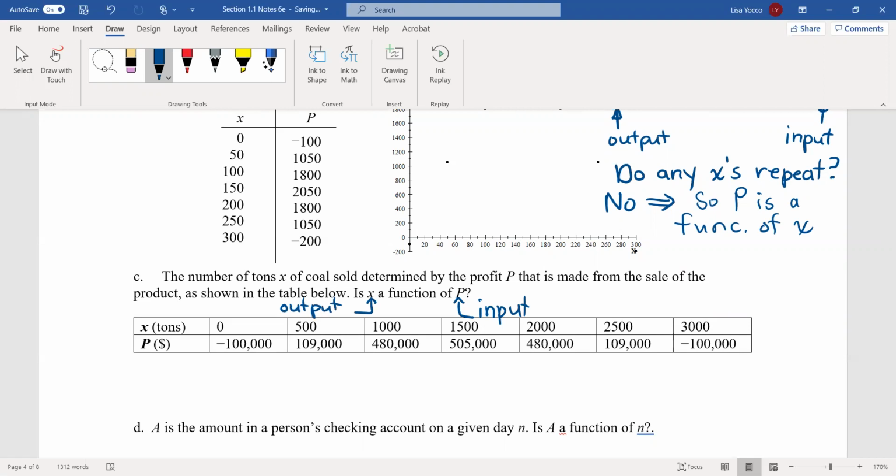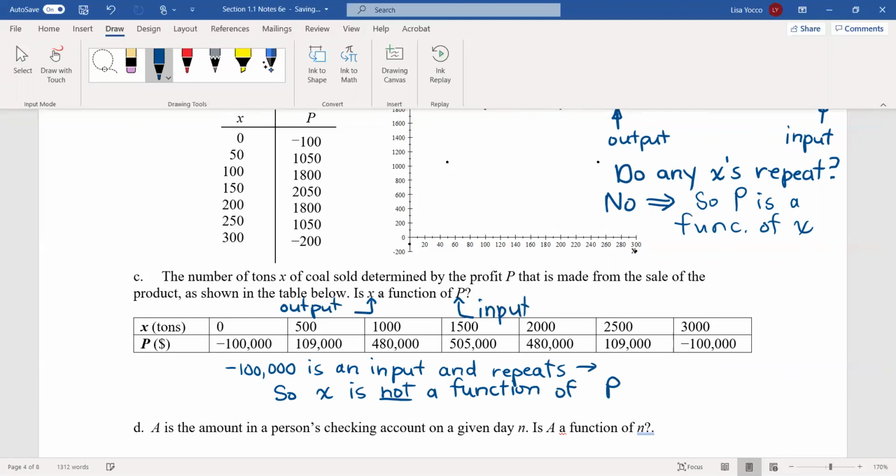All right, this time, do any of the inputs repeat? Yes, they do. And all it takes is one example. So the negative 100,000 is an input and repeats. So the answer is no. X is not a function of P. All right. You with me on that one?